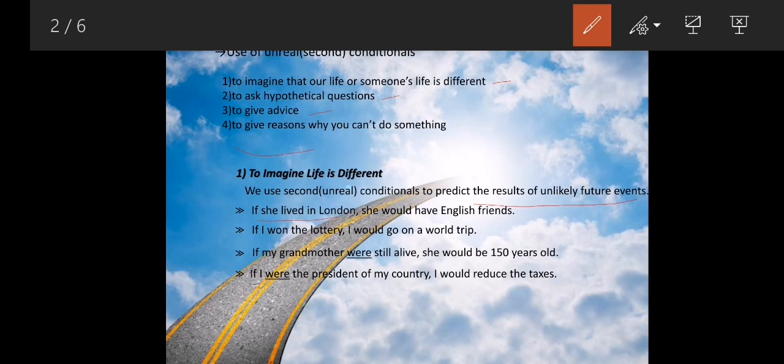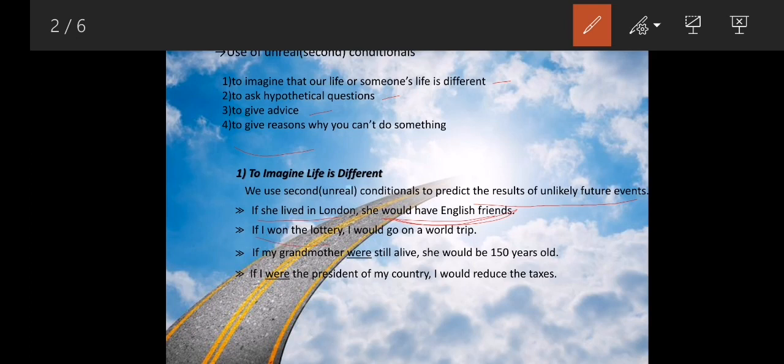If she lived in London, she would have English friends. Does she really live in London? No. So, does she really have friends? Actually, no. And look at the main clause. This is our main clause. The result clause or the main clause tells us that we are imagining the results, okay? She's not living in London, but let's imagine if she lived in London, okay?